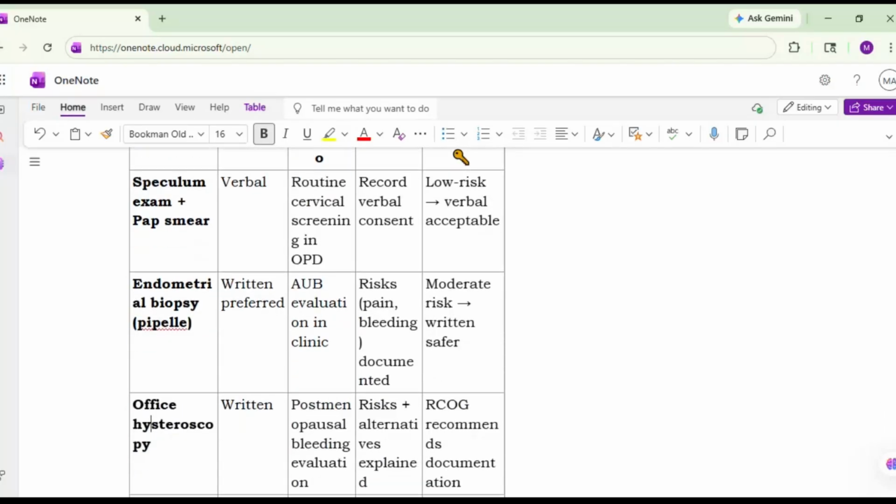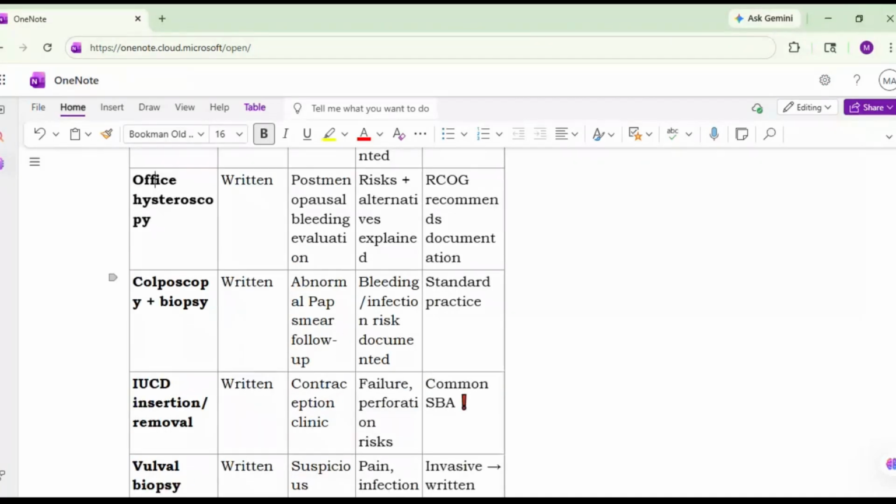But if we are taking an endometrial biopsy with the pipette, then we have to take written consent. The indication will be AUB evaluation in the clinic, and there are certain risks like pain and bleeding that we need to document, and it has a moderate risk. While the pap smear is low risk, this is moderate risk, so written is safer. So pap smear you can go for verbal, but endometrial biopsy you go for written. If it is an office hysteroscopy, though it is a daycare procedure, go for written consent. The indication will be abnormal pap smear follow-up, and complications like bleeding and infection risk should be documented. There is a standard pro forma itself for colposcopy and biopsy consent.